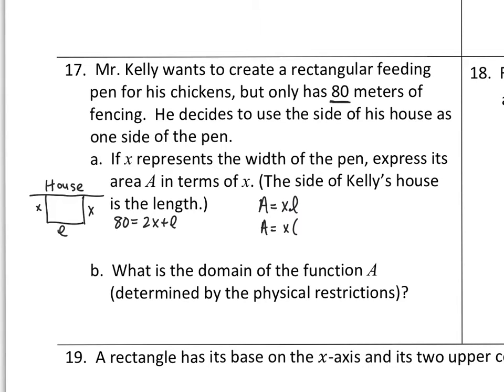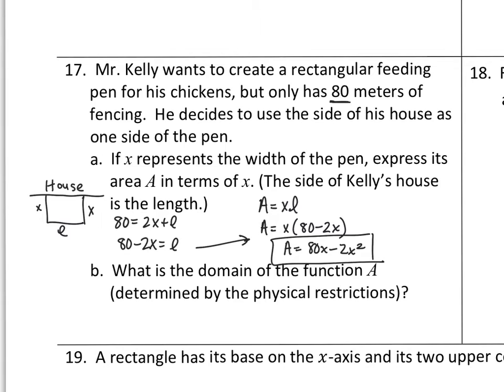Well, I'm going to isolate the L in this other equation by subtracting the 2x on both sides. So I know L is equal to 80 minus 2x. And I'm just substituting it in over there, and then simplifying it. So this would be 80x minus 2x squared. So when they're asking you to write area in terms of x, that means x is the only variable that you can have right there.